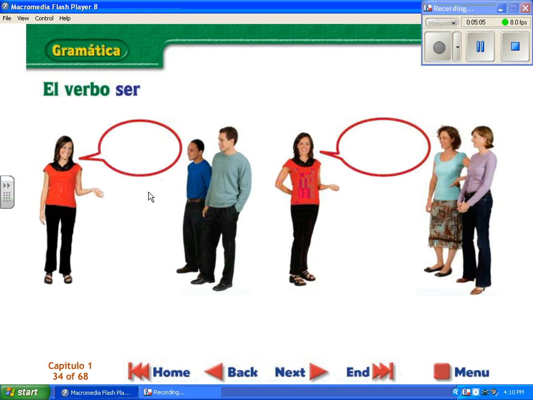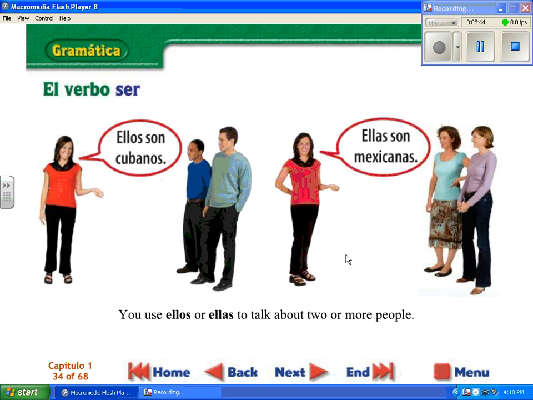If you're talking about someone else, you will say, ellos son cubanos. In this case, we're talking about two boys. Therefore, we say ellos. Or we can also say, son cubanos. If you're talking about two girls, you will say, ellas son mexicanas. Or simply, son mexicanas. If you're talking about a mixed group of boys and girls, then you will use the masculine plural form. You can say, ellos son cubanos.